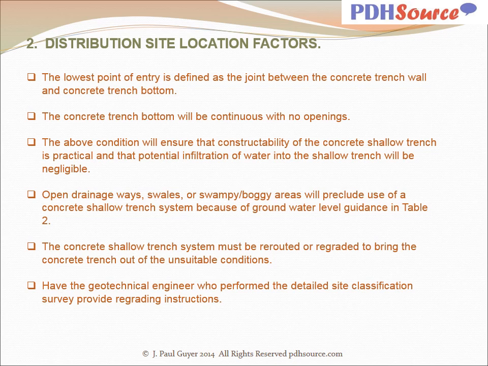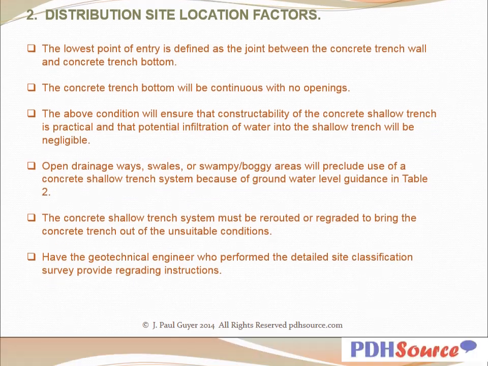Open drainage ways, swales, or swampy, boggy areas will preclude use of a concrete shallow trench system because of groundwater level guidance in Table 2. The concrete shallow trench system must be rerouted or regraded to bring the concrete trench out of the unsuitable conditions. Have the geotechnical engineer who performed the detailed site classification survey provide regrading instructions.